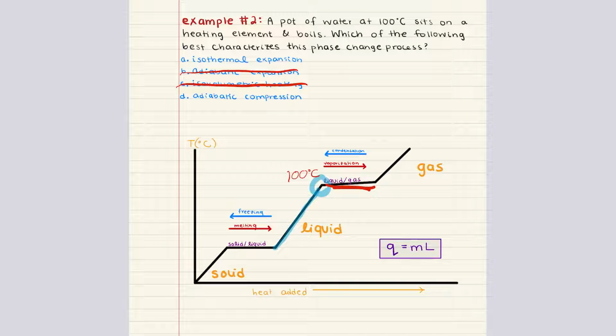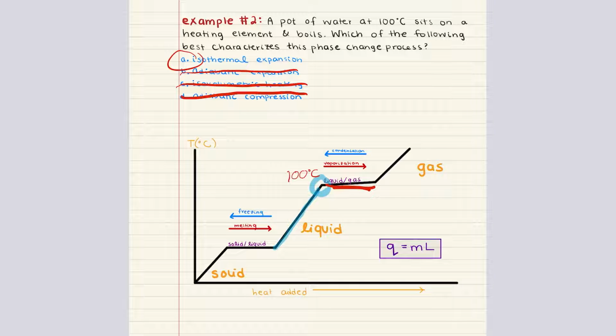Answer choice D says adiabatic compression. Now, this kind of process involves compressing the substance without heat exchange. This also doesn't describe boiling either, because there is heat being applied to this boiling system, and also it's not compressing, it's expanding, because water expands into steam when it is heated up to 100 degrees Celsius and it is boiling. So D also does not make any sense for this process. The correct answer for 2 is going to be A, isothermal expansion.